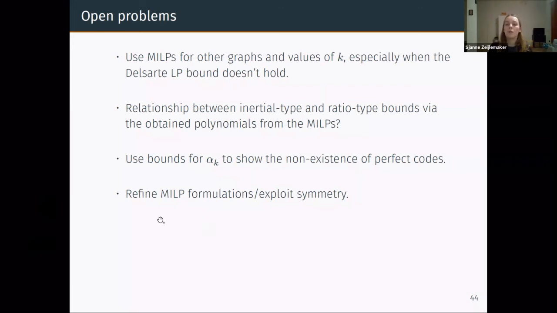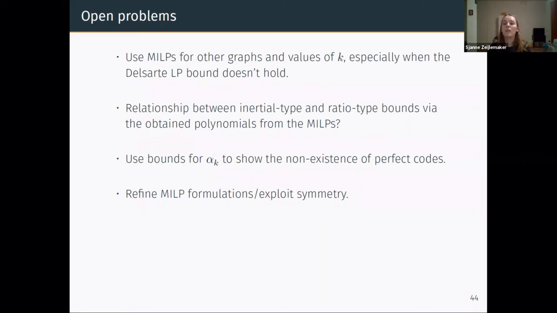And finally, it would be good to see if these mixed integer programs can perhaps be refined in some way. So the ones that you saw, they all work, but they are not necessarily optimized to, for example, exploit symmetry and other techniques. So it would be nice to see if we can speed them up in some way to make them applicable to larger graphs.